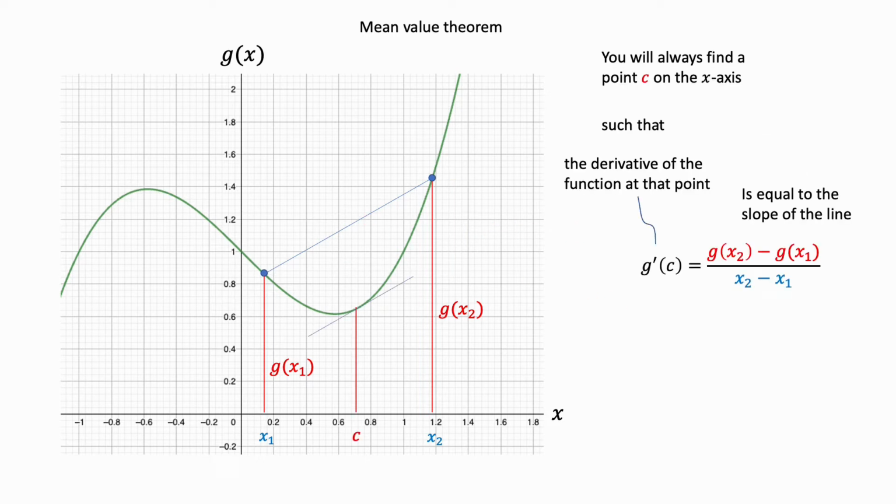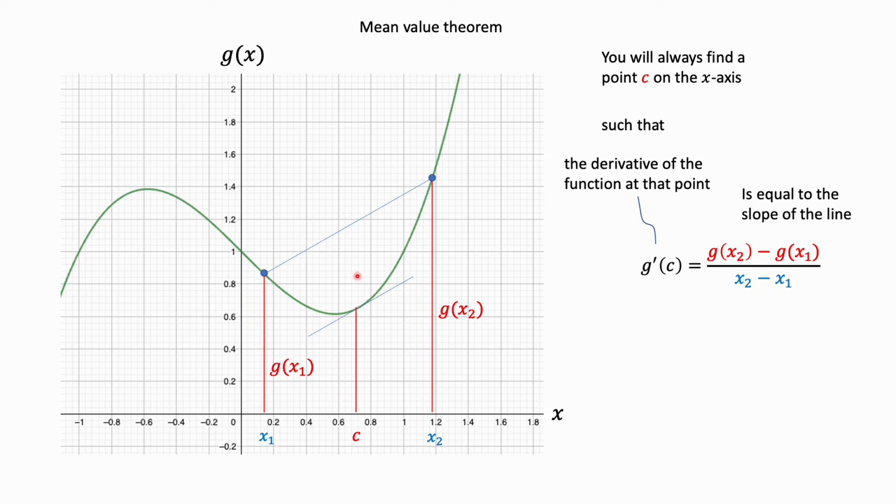Now the mean value theorem says that we will always find a point c on the x-axis between x1 and x2 such that the derivative of the function g at that point, which represents the slope of the curve at that particular point, will equal the slope of this line. And you can see it graphically.